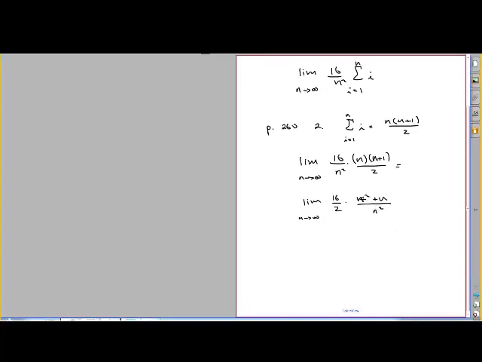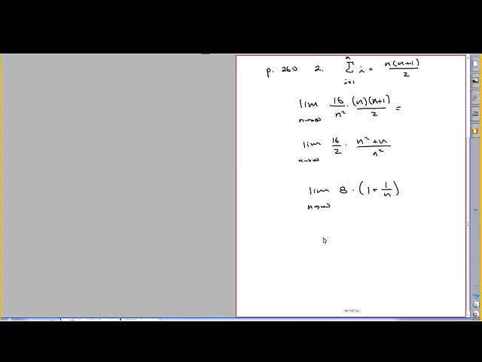And now we do this division, divide that by n squared and that by n squared. So we have 16 divided by 2, which is 8. And we have 1 plus 1 over n. n squared divided by n squared is 1. n divided by n squared is 1 over n. Then we take the limit as n goes to infinity. Well, this is unaffected. This goes to 0. So what we end up with is just 8 times 1 plus 0.